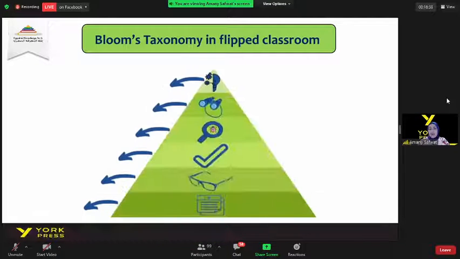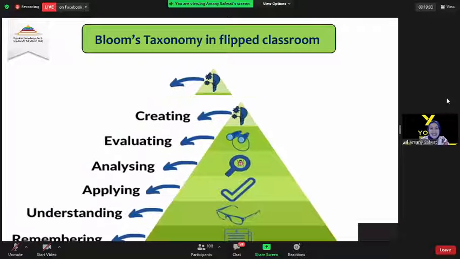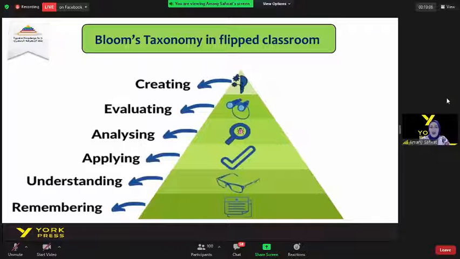So we will find that this is, what is this? It's Bloom's taxonomy pyramid. And as we know, in Bloom's taxonomy, the pyramid is like this. Okay, I have some icon here. So, first of all, we have creating, evaluating, analyzing. Then students apply things, they understand them, and remembering.